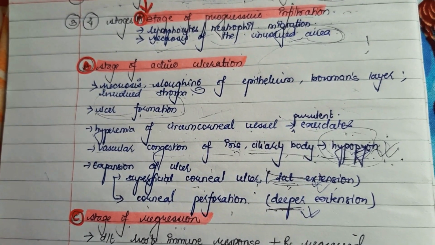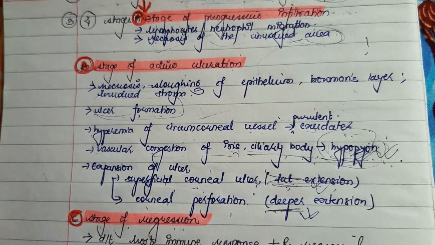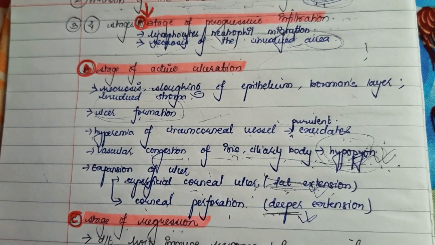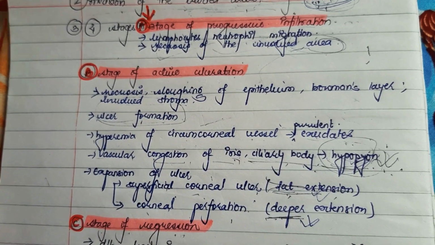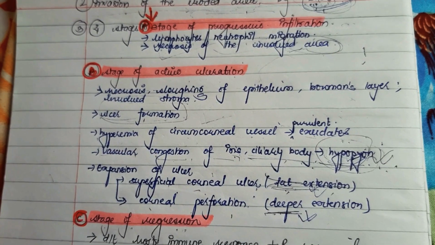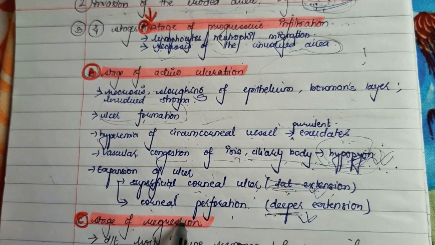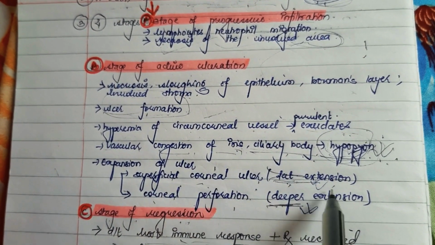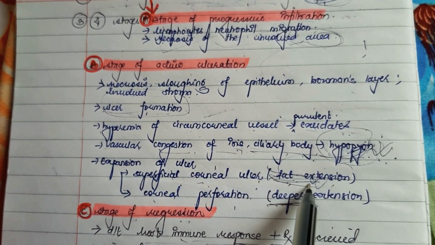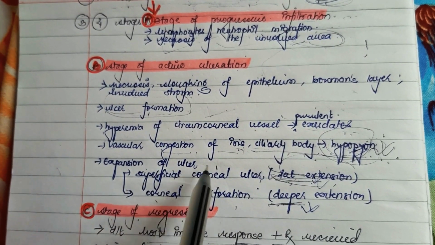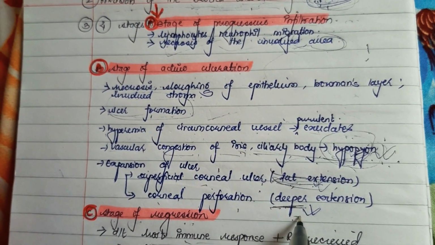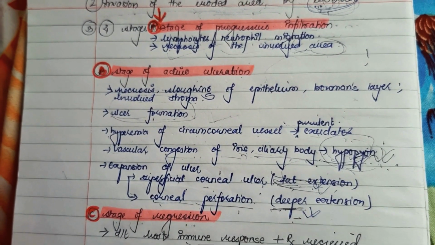In this stage of active ulceration, the ulcer can either expand further or it can heal. The factors which determine whether the ulcer will heal or expand depend upon the host immune response, the treatment received, and the virulence of the organisms. The expansion of the ulcer can occur by either lateral extension or deeper extension. If the ulcer extends laterally, it results in a diffuse superficial corneal ulcer. But if the ulcer moves deeper, that is penetration, then it results in corneal perforation.